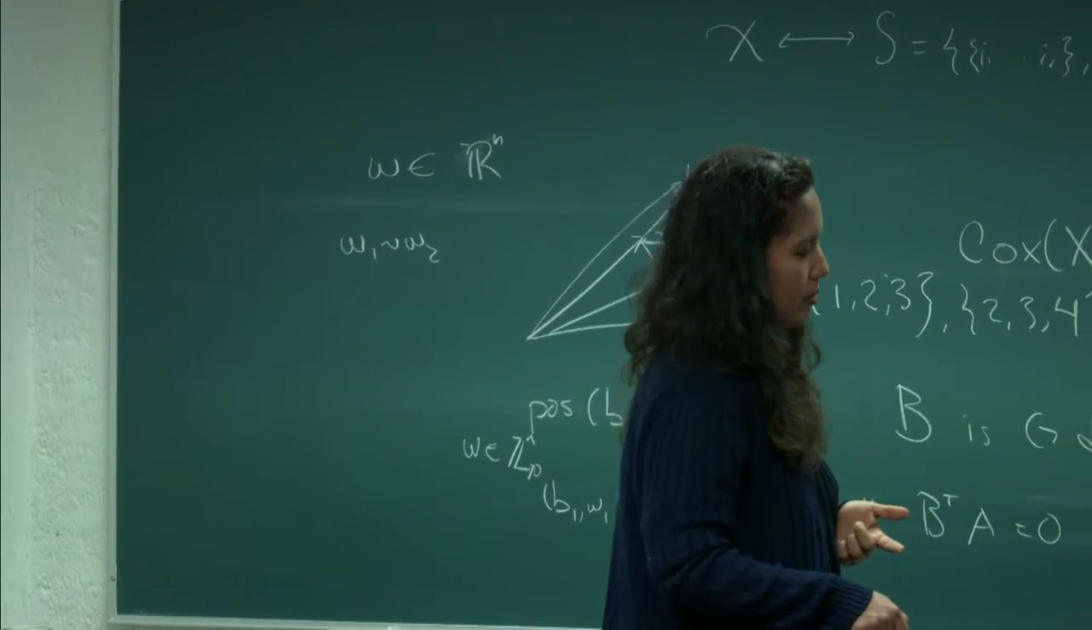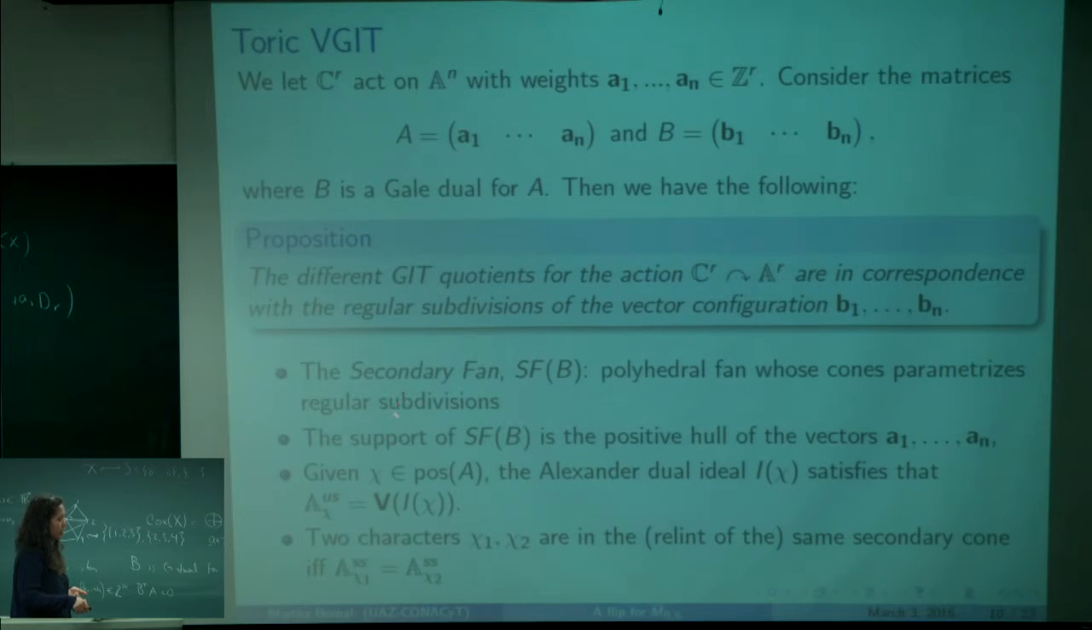And two characters are going to be in the same secondary cone. So this is a fan, a collection of cones. They are going to be in the relative interior of the same cone if and only if they define the same semi-stable locus, or if you want, the same unstable locus. So really, the GIT chamber decomposition for this action is given by the secondary fan. So there is nothing of algebraic geometry here except perhaps the Alexander dual ideal, but it's surprising that it's just pure combinatorics.